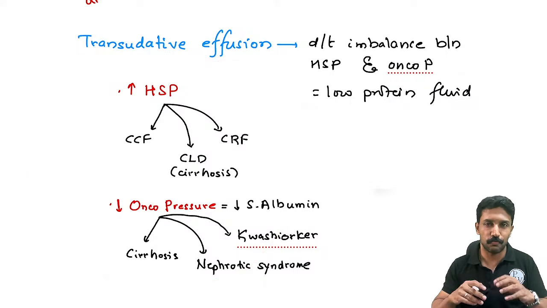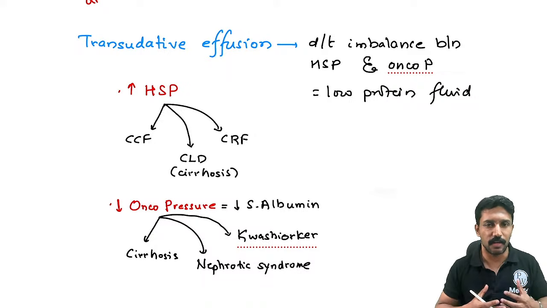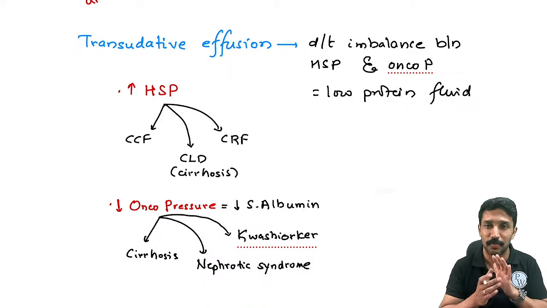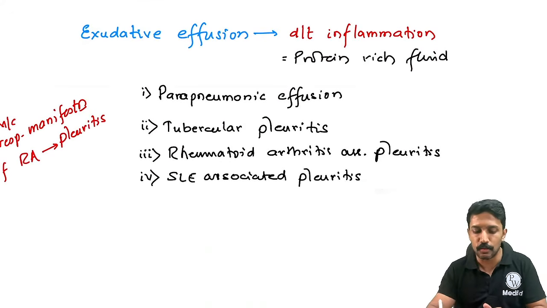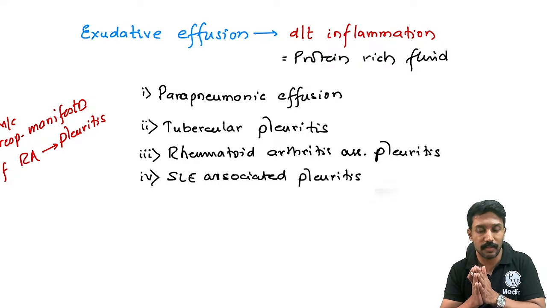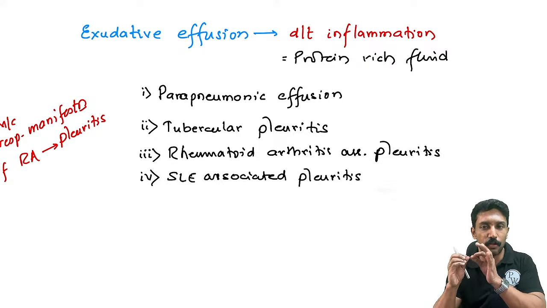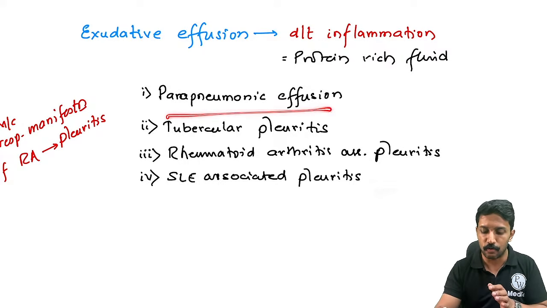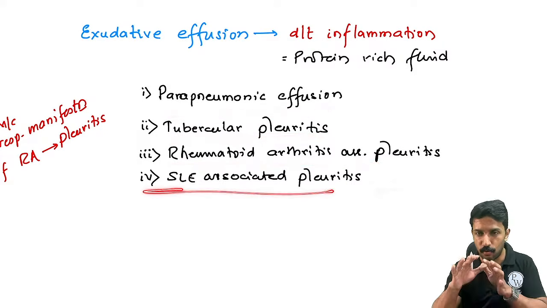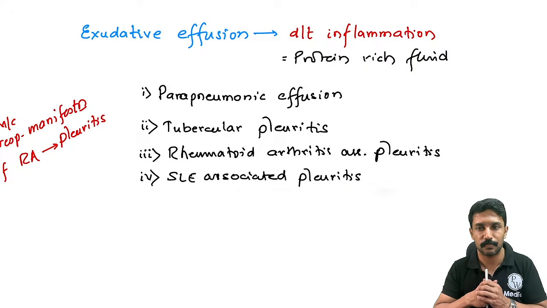If transudative, the causes that come to mind are organ failure or decreased oncotic pressure, as in kwashiorkor, nephrotic syndrome or cirrhosis. If I get to know that it is exudative effusion, then I can conclude that it is probably because of some degree of inflammation. It could be because of pneumonia, tubercular pleuritis, rheumatoid arthritis, SLE or other inflammatory conditions. So is there a test that can help me differentiate between exudative and transudative?